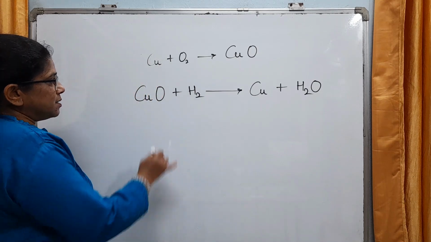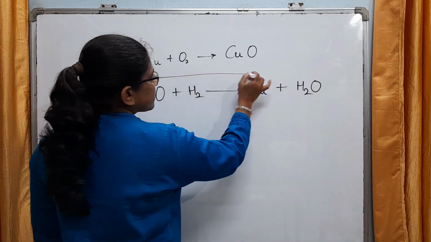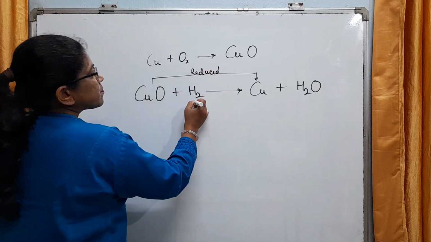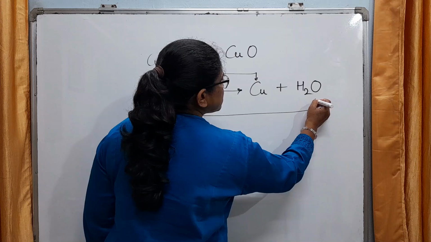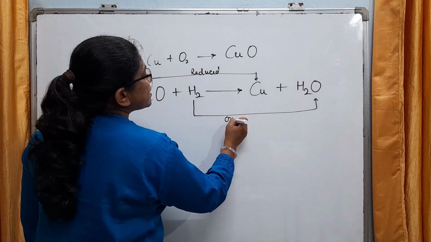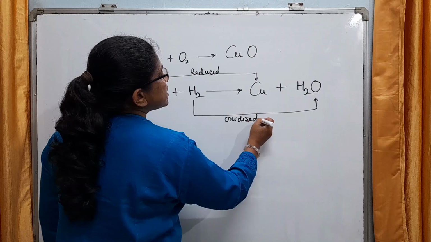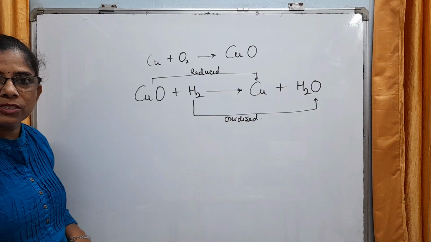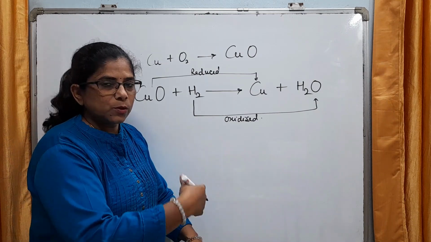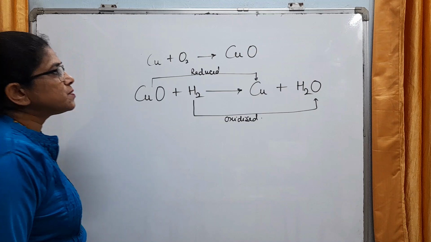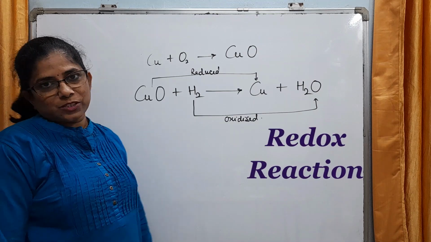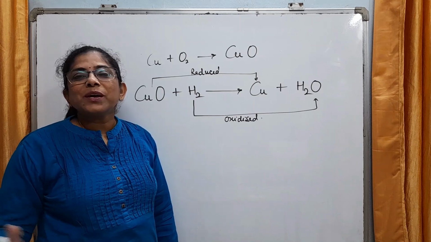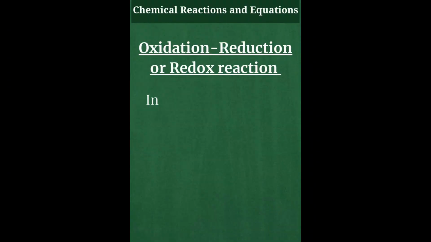So in this case, here copper oxide is reduced, and here to this hydrogen oxygen is added, so this is oxidized. So in one same reaction, oxidation as well as reduction takes place. Parallelly, one is oxidized, one is reduced. Such reactions are called as redox reactions. Reduction and oxidation in the same reaction, so they are called as redox reactions.